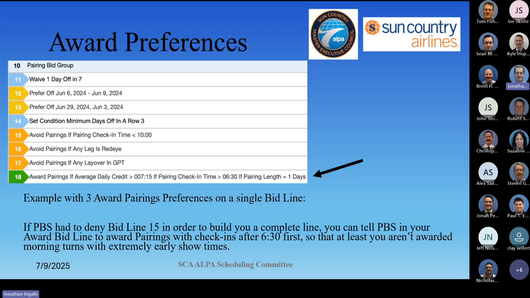Award pairings if the average daily credit is greater than 715, so high efficiency. Award pairings if they're a single turn, pairing length is 1 day, and the check-in time is after 6:30. All right, cool, easy bid. Interesting, if you're reading ahead, it says, notice that if PBS had to deny line 15, which is give me pairing check-in times after 10 a.m., in order to build you a complete line, you can still tell PBS in your award pairing lines that you want to be awarded pairings with a check-in time after 6:30. So at least if you have to get denied those after 10 a.m. shows, you're going to avoid the super early things. Just a secondary way to protect yourself.